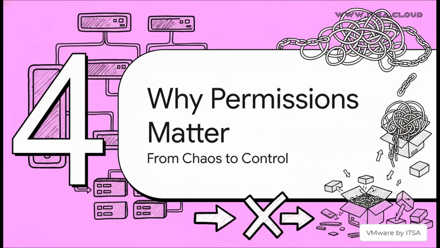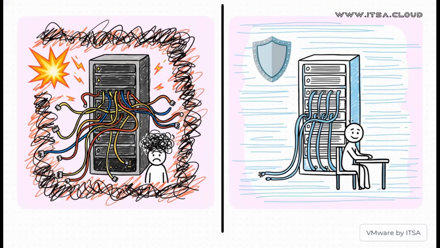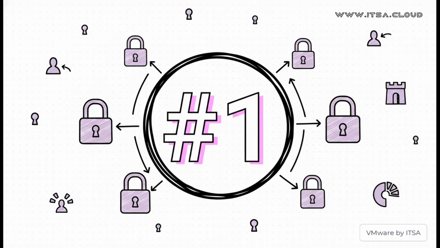Okay, so we know what they are, but why does any of this actually matter? Well, getting this right is literally the difference between a secure, well-run environment and just total chaos. Let's take a look. I mean, this visual pretty much says it all, doesn't it? On the one side, without permissions, it's a total nightmare. You've got accidental deletions, massive security risks, and just administrative chaos. But on the other side, with a solid permission structure, you get control. You can safely delegate tasks, you can boost your security and meet compliance, and you get order and peace of mind.